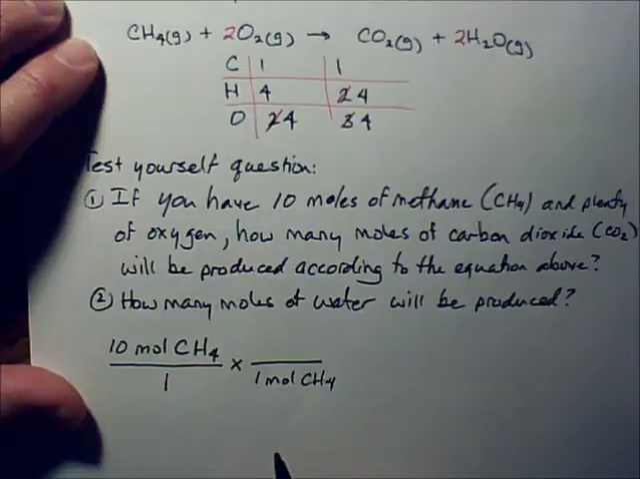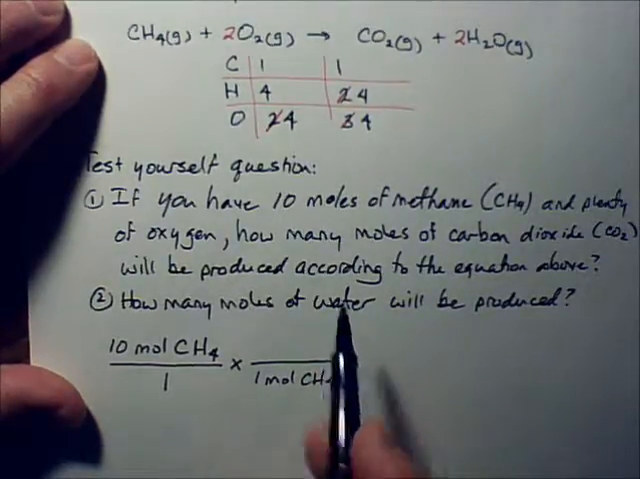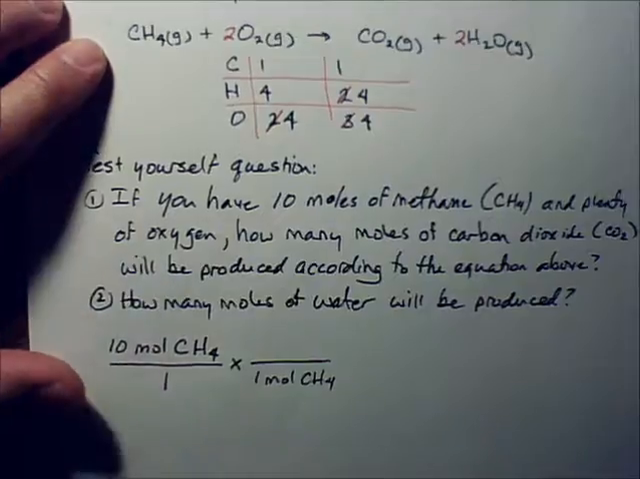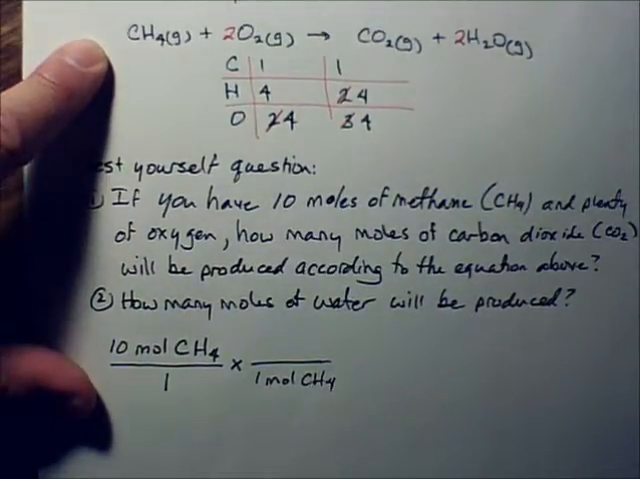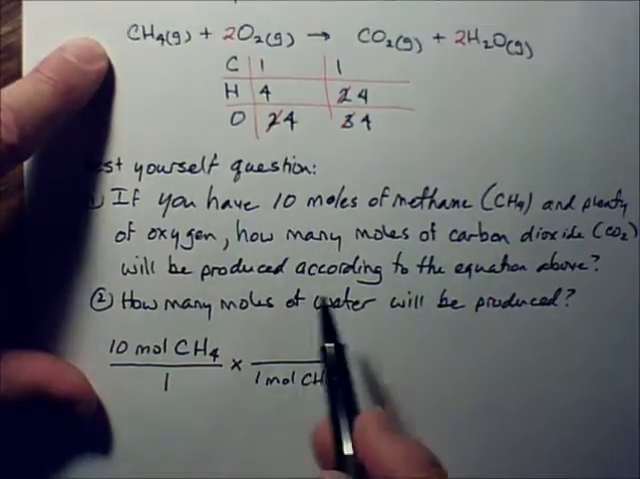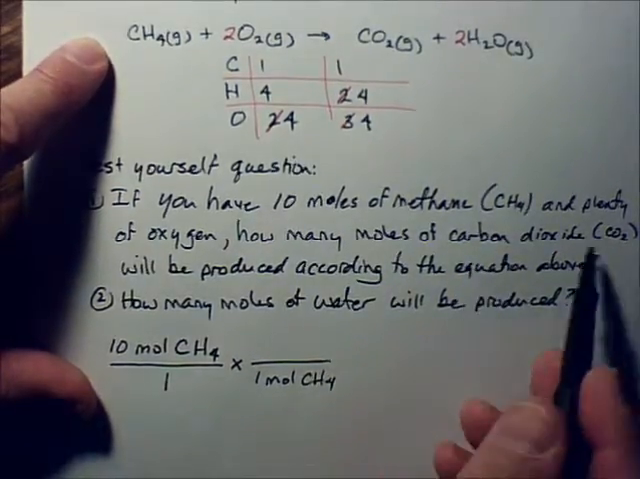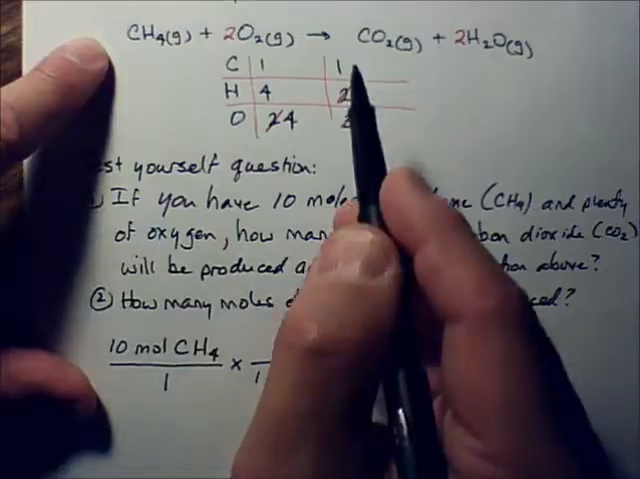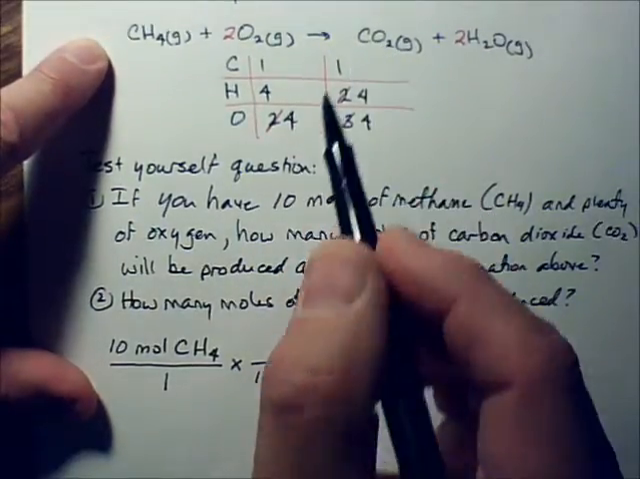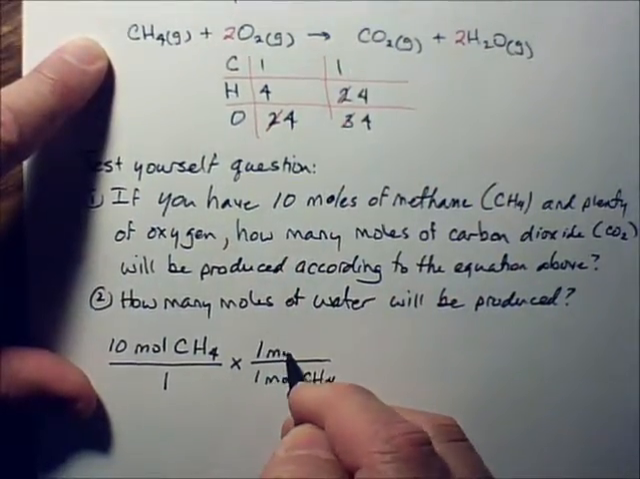Why do you say that? Because this is how I build the molar ratio here for the conversion. All right? And you know it's 1 mole because there's an implied 1 in the equation where there's no 1 written. Okay? And then if I'm trying to find the amount of carbon dioxide, I'm going to look at the coefficient in front of carbon dioxide and put that on the top.